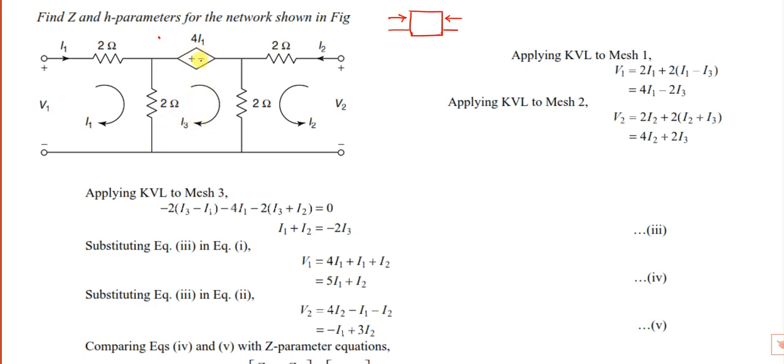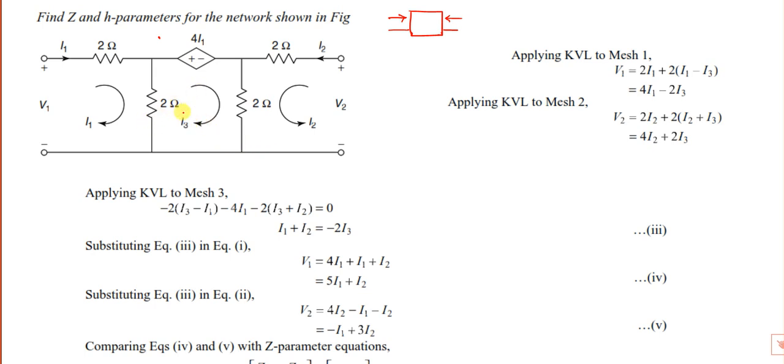There's a dependent voltage source whose value depends on I1. This 4I1 means it is a current dependent voltage source. The normal procedure is to write KVL for mesh 1 and KVL for mesh 2. You will get equations in terms of I1 and I3, and also in terms of I2 and I3. But the Z parameter equations express V1 and V2 in terms of I1 and I2, not I3. So you have to eliminate that I3 term.